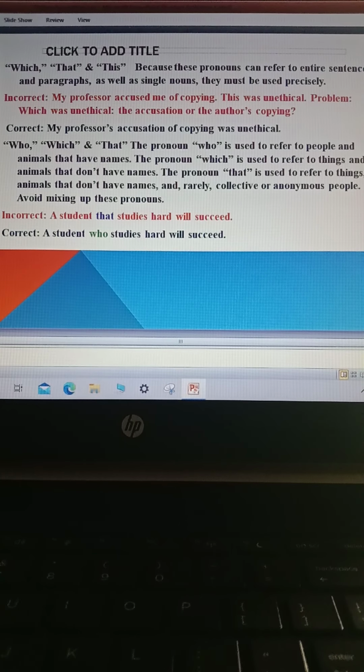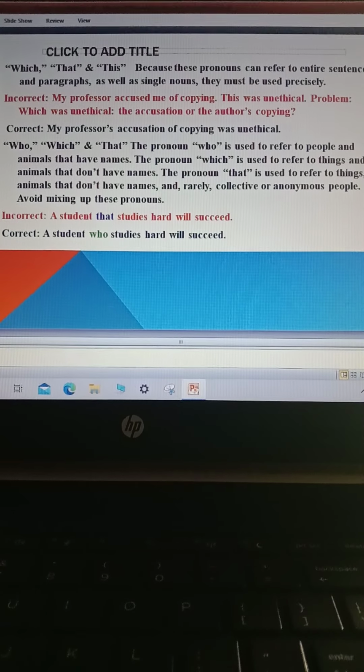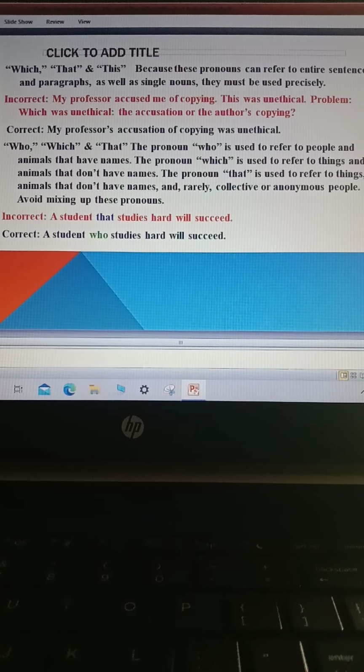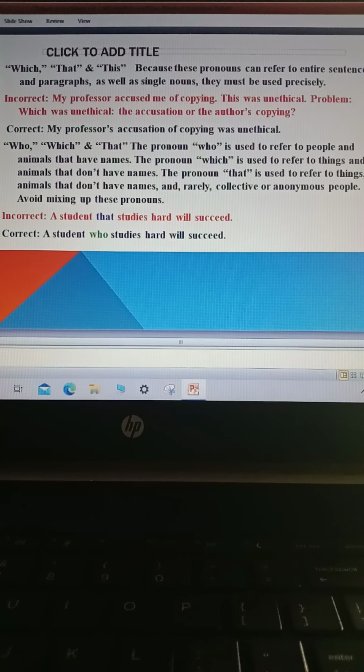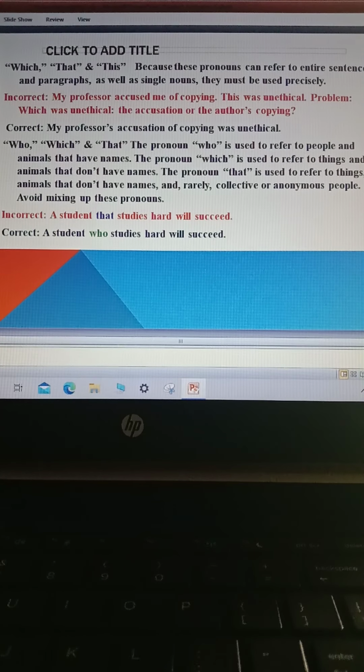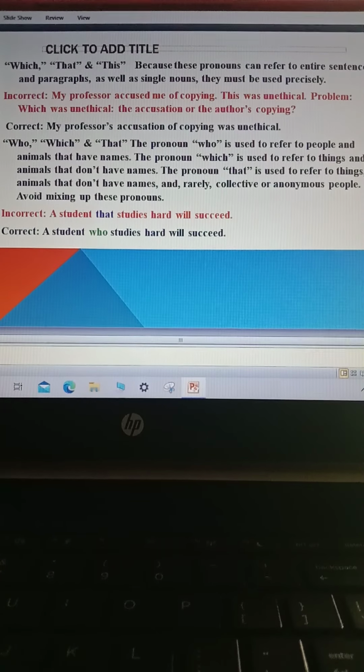Incorrect answer: a student that studies hard will succeed. Correct answer: a student who studies hard will succeed. Here you see the example, a student. A student is a living being, so we can use who instead of that. This is the right pronoun. As I previously said, the pronoun who is used to refer to people and animals that have names. A student has a name, and that means a student is a living being.